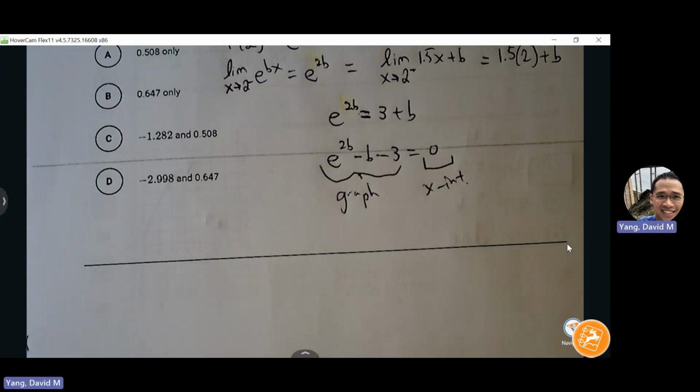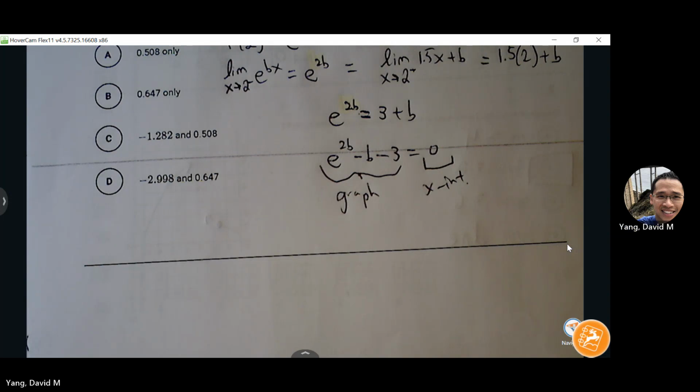I always do x-intercept if I realize the equation is hard to solve by hand. Solving for b is the same thing as bringing everything over to one side, graphing this, and looking for the x-intercept. That's the same thing as solving, if I could solve this out by hand. Unless I do guess and check, it's hard for me to solve for b. When is e to the 2x equal to 3 plus x? That I don't really know.